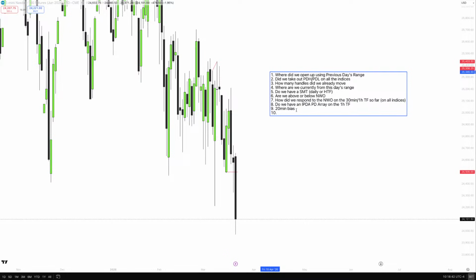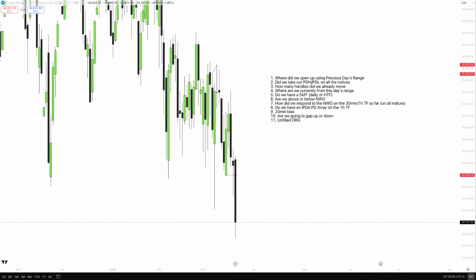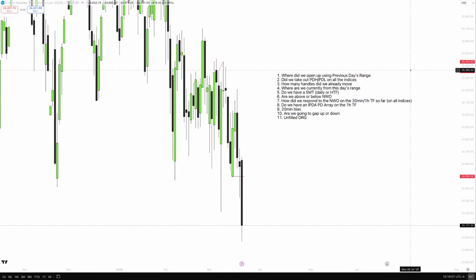So the next thing I am considering is, are we going to gap up or down, and the next point is the unfilled opening range gap. You have heard me say this over and over again in my live streams, the unfilled opening range gaps.